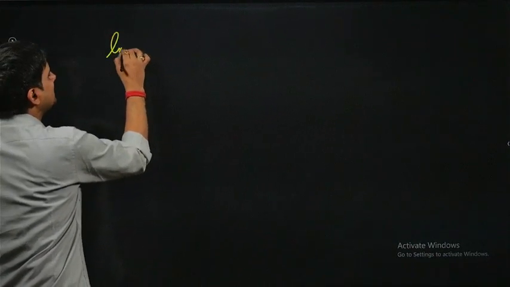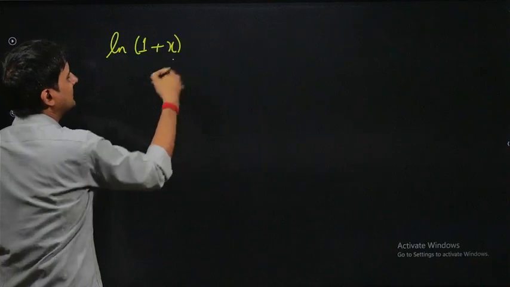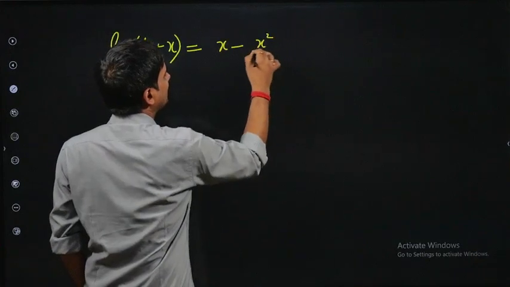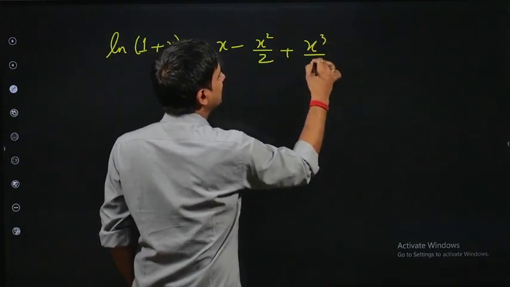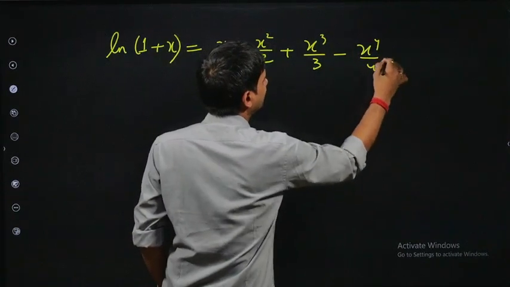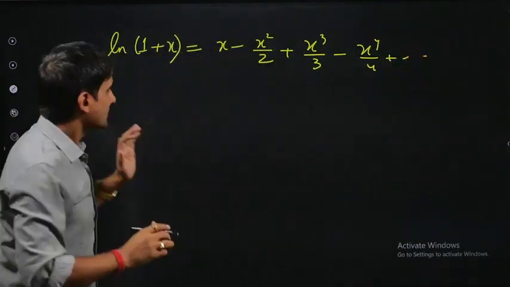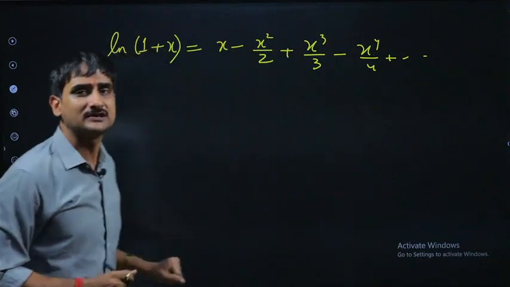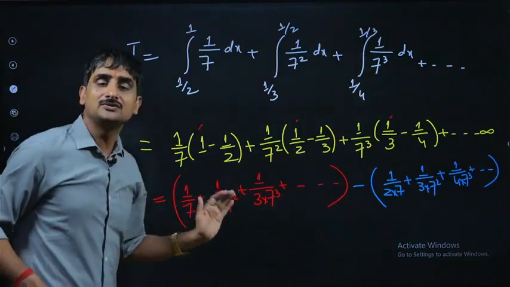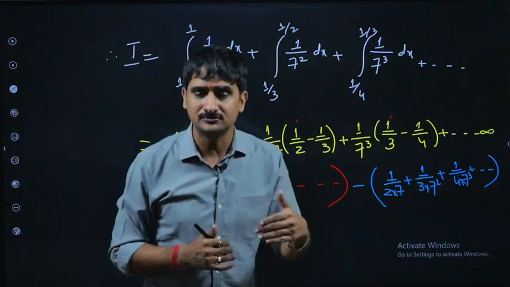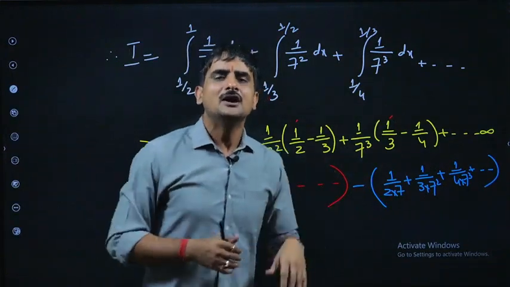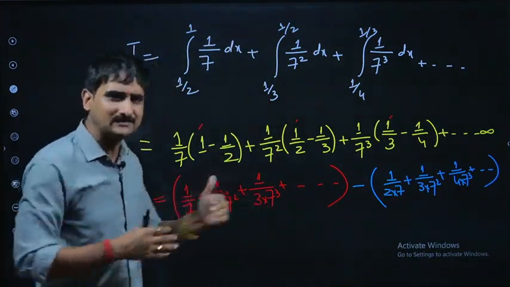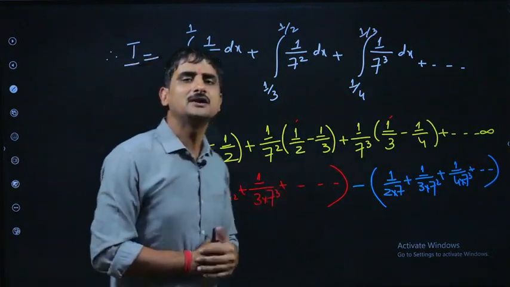And that is the series of ln(1 plus x). So what's the expansion of this series? This is x minus x square by 2 plus x cube by 3 minus x raised to power 4 by 4 and so on and so on. See, when should this series strike our mind? This series should strike our mind when in the denominator you have simple natural numbers 2, 3, 4, consecutive numbers, along with consecutive powers, or the power can be managed, but 2, 3, 4 in the denominator.